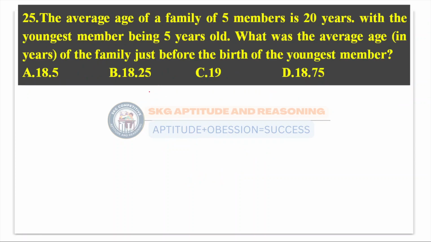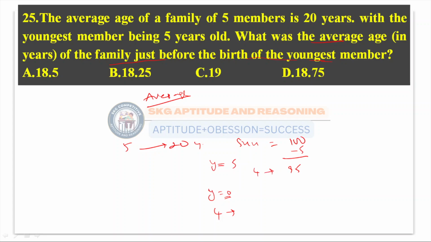This will be the last question. Under averages, there are 5 persons and their average is given as 20 years. So the sum will be 100 years, with the youngest member being 5 years old. Then what is the average age of the family just before the birth of the youngest person? The youngest boy's age is 5 years, so we need to find the situation when the boy was born. So there are only 4 persons. If we subtract 5 years, we get 95 years, and the sum of the four persons is 95 when it was 5 years ago.